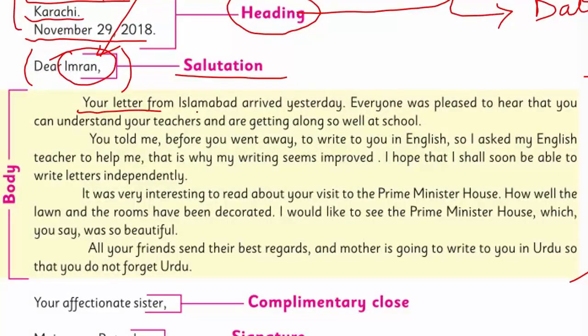Your letter from Islamabad arrived yesterday. Now the sister is mentioning a situation in front of her brother. This letter is in response to your previous letter. So here she mentions in the start that your letter from Islamabad arrived yesterday.